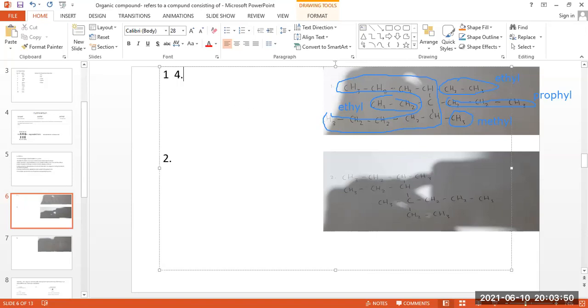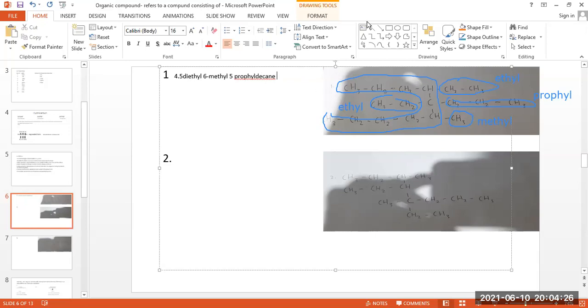4,5-diethyl. Diethyl because there are 2 ethyl groups, at number 4 and number 5. So 4,5-diethyl, 6-methyl, and 5-propyl decane. We use alphabetical order. So 4,5-diethyl, 6-methyl, and 5-propyl decane.